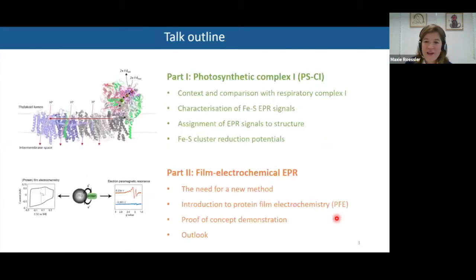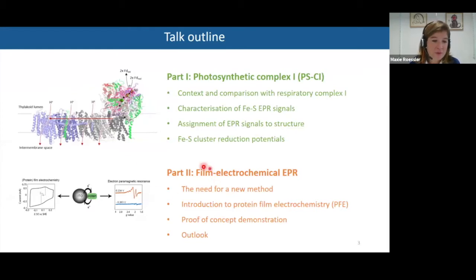So with that, let me give a brief outline of my talk. So this has really all been driven by Catherine for the first part, so I'll mention that shortly. But the first part will be about the photosynthetic complex 1, as I mentioned. So I'll give a bit of context and comparison to respiratory enzyme, and then I'll tell you about the characterization of these iron sulfur cluster centers in this enzyme, their assignment to the structure, and their properties, which is really what we are interested in to understand the function of this enzyme.